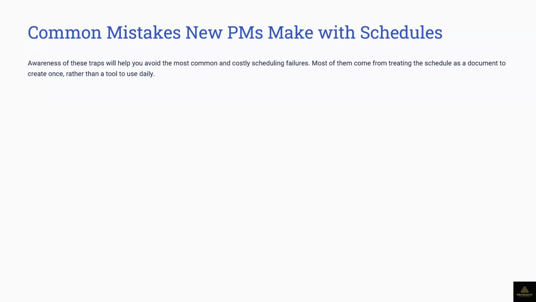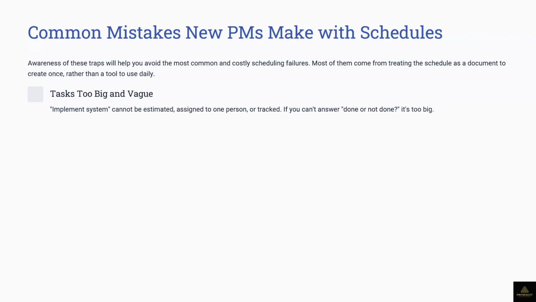So, common mistakes new PMs make with schedules. Tasks like "implement system" are too big and vague. "Implement system" cannot be estimated or assigned to one person on your team. If the answer can only be "done" or "not done," it's too big. So you don't want to make your activity too big or too vague. Like we talked about with the WBS, break things down as simple as possible.